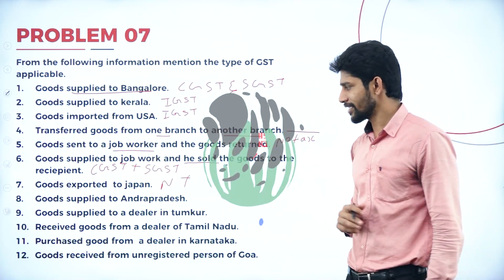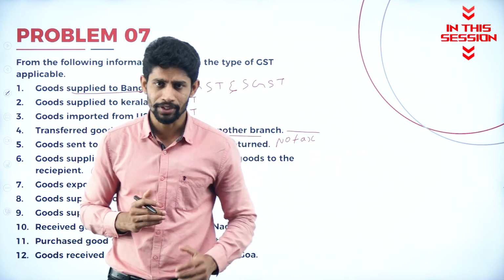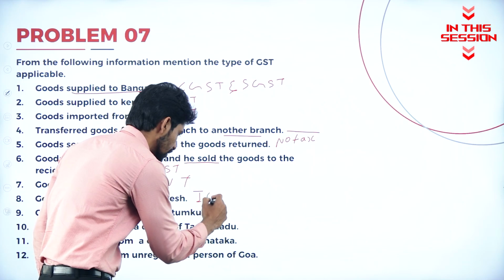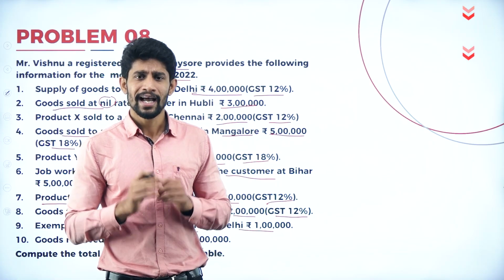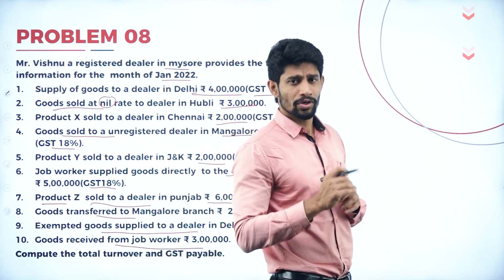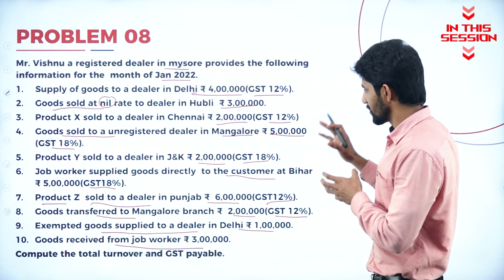Supplied goods to Andhra Pradesh. So here the goods are transferring from Karnataka to Andhra Pradesh. So what tax is applicable? Yes, it is IGST. The total sales happened for a particular duration is called total turnover. So you are supposed to find out what is the total sales happened and what is the GST payable.